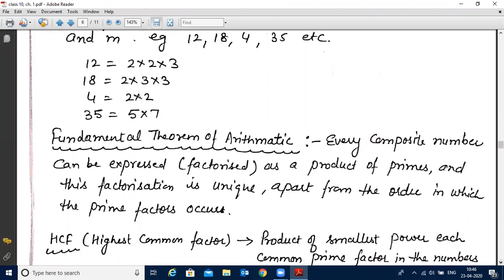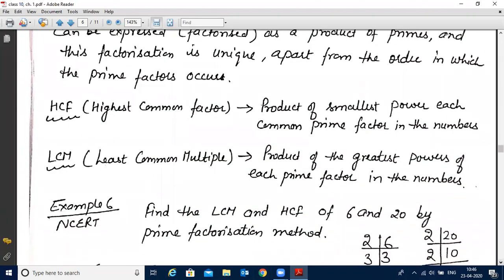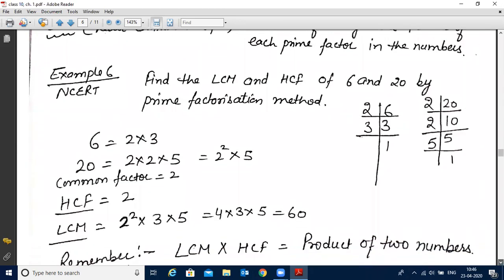Now, what is the meaning of HCF? As you know, its full form is highest common factor, but what is its meaning? It is the product of the smallest power of each prime factor in the numbers. When we do the questions, this concept will be more clear to you. What is the meaning of LCM? It is the product of the greatest powers of each prime factor in the numbers. These two concepts will be clear by doing this example.